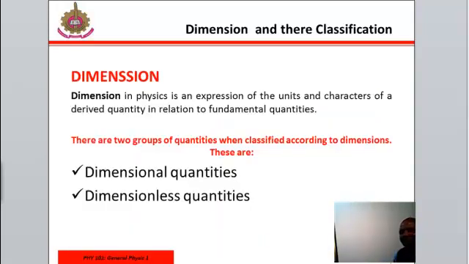Dimension. Dimension in physics is an expression of the units and characters of a derived quantity in relation to fundamental quantities. There are two groups of quantities when classified according to dimensions. These are dimensional quantities and dimensionless quantities.